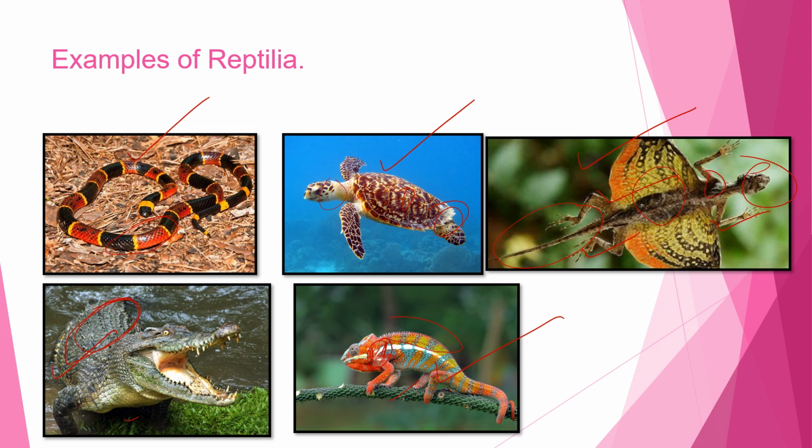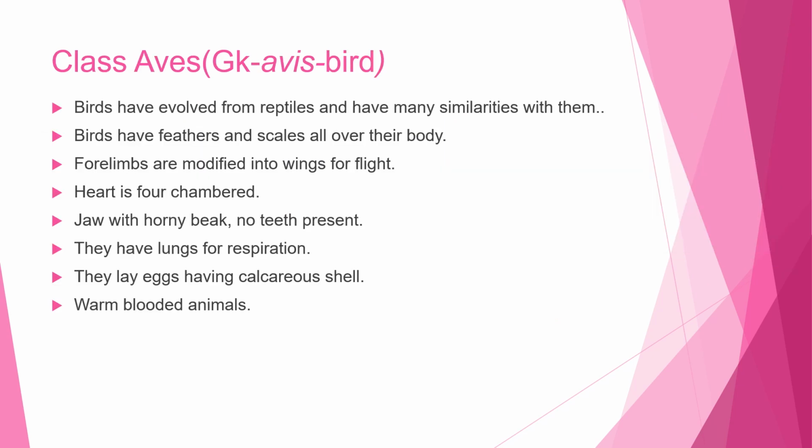Now we will move on to the next class, that is Aves. The name is derived from the Greek word Aves, meaning bird. So what are the main characteristics of this class? Well, let us see that. Birds have evolved mainly from reptiles and have many similarities with them. So birds have many similarities with the previous group, that is the reptiles.